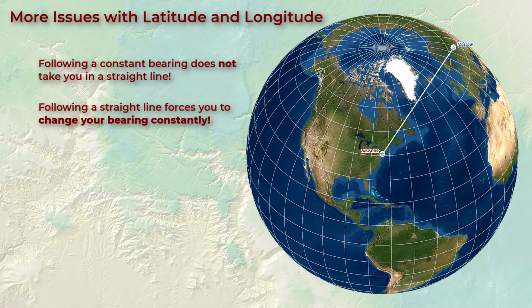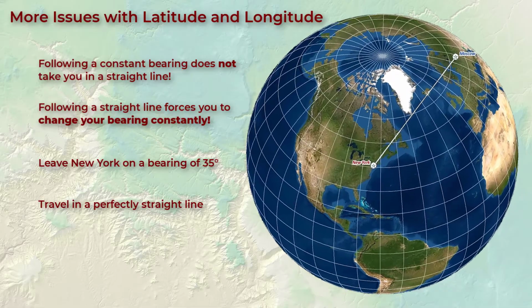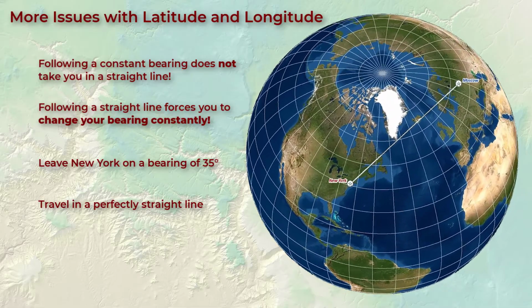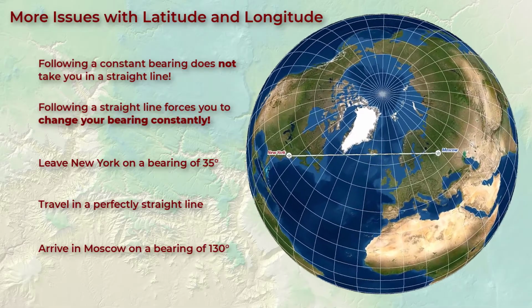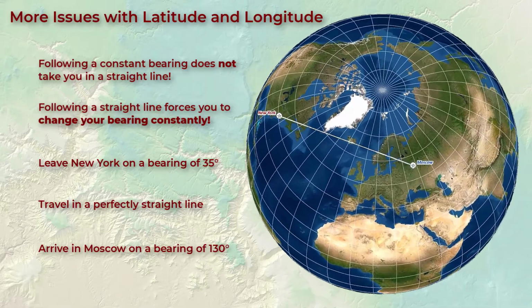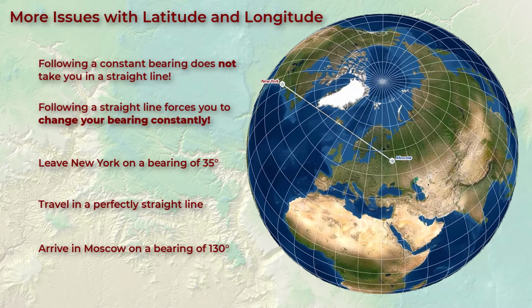But if you notice, you can estimate the bearing by intersecting this line with the lines of longitude. You can tell that as you leave the city of New York, you're traveling at roughly 35 degrees. And as you get closer and closer to Moscow, your bearing keeps rotating to the right. And when you finally reach Moscow, you're actually traveling at a bearing of 130 degrees. So the bearing that you were traveling changed constantly over the course of your route.